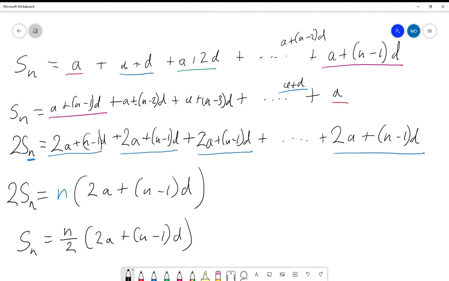There is an alternative way of writing this as well, because if you notice that this and this is in fact the first term plus the last term. So sometimes people write this as Sn is equal to n over 2 lots of the first term plus the last term. And that can be more useful at times. And let's go into some example questions of how we'll use this.